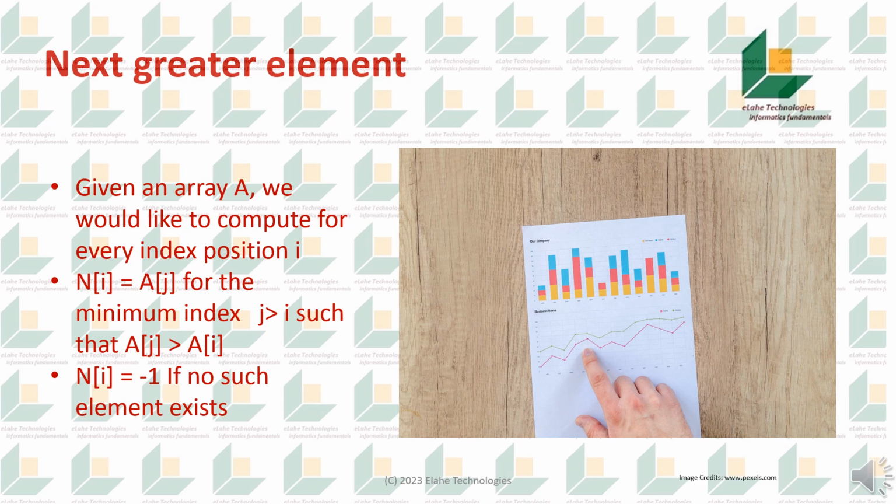In this session, let us consider the following problem. We are given an array A of integers. We would like to compute for every index position i, the value of the next element to the right of position i, which is greater than A[i]. If no such element exists, we let N[i] equal -1.